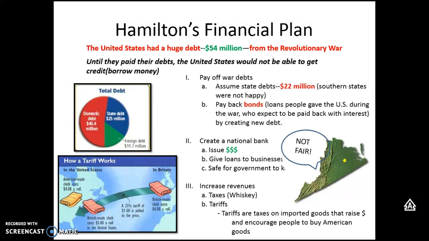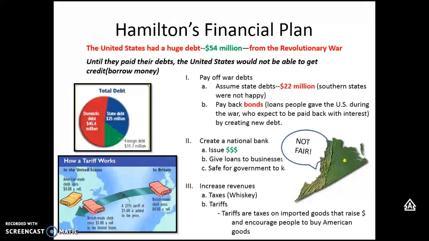Alexander Hamilton, in his financial plan: the United States had a huge war debt, basically 54 million from the Revolutionary War. Until they paid their debts, the United States would not be able to get credit, meaning borrow money, because that's what credit cards do. You pay for stuff and you actually don't have the money, you're borrowing it. He wanted to do three things.